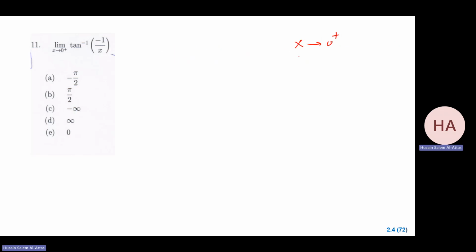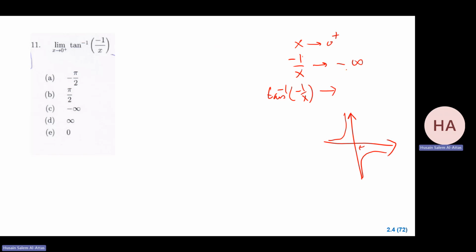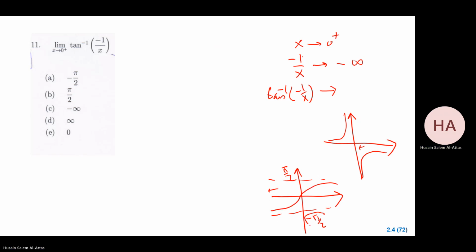If x goes to 0 from left, then minus 1 over x goes to... I can graph minus 1 over x, which will do something like this. Now x goes to 0 from right, minus 1 over x goes to minus infinity. So tan inverse of minus 1 over x will go to what? This is the tan inverse graph. This is pi over 2, this is minus pi over 2. So as this goes to minus infinity, I'm going to what? To minus pi over 2. And that will be my answer.